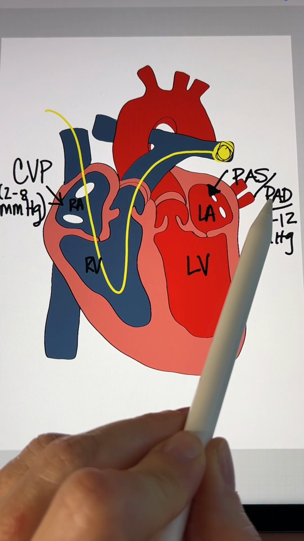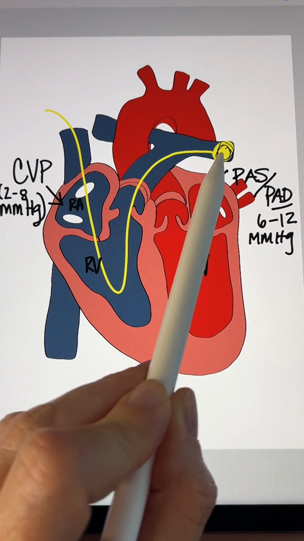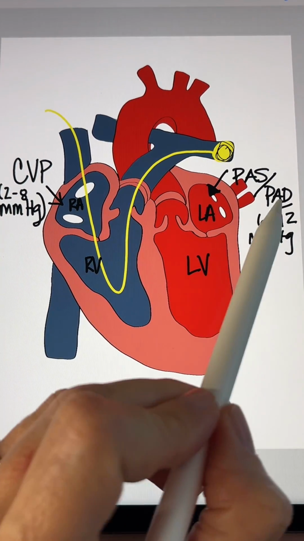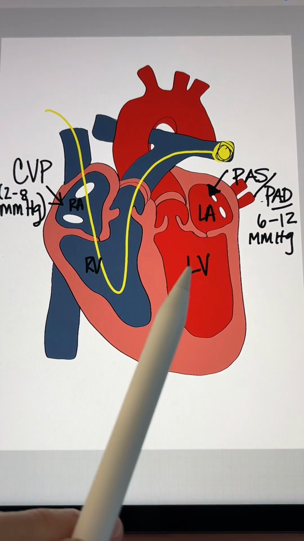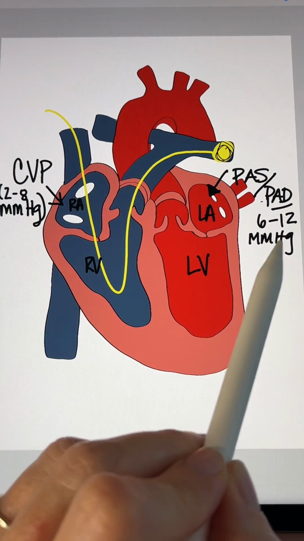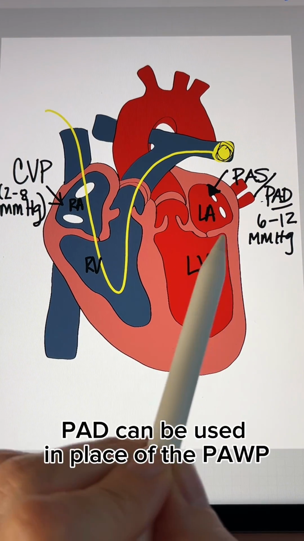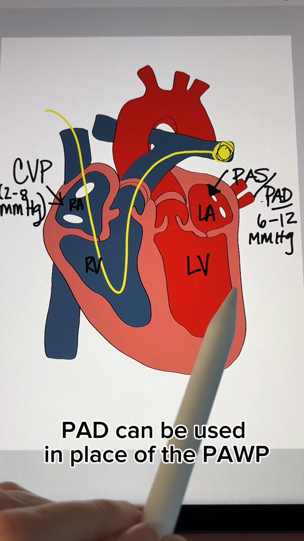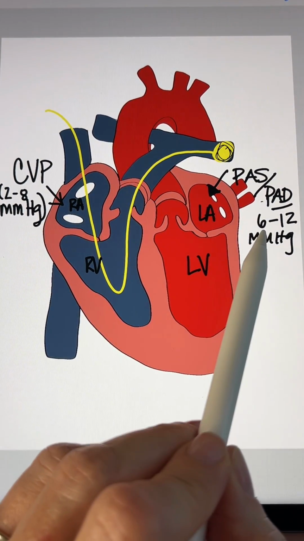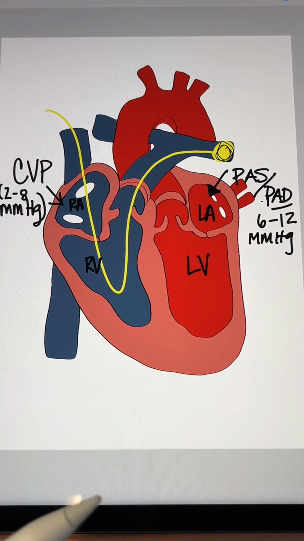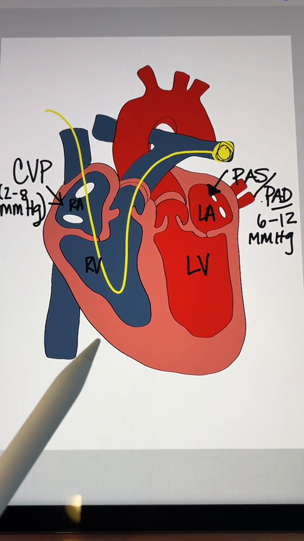Now, a lot of times we don't wedge it and we just take the PAS and PAD, which is the pressure of the pulmonary artery, and we take the PAD as a snapshot of what a wedge pressure would be. So a lot of providers don't like us to wedge the pressure. This PA catheter will give us a lot of hemodynamics. It's really important to know that 6 to 12 is a typical normal PA pressure.